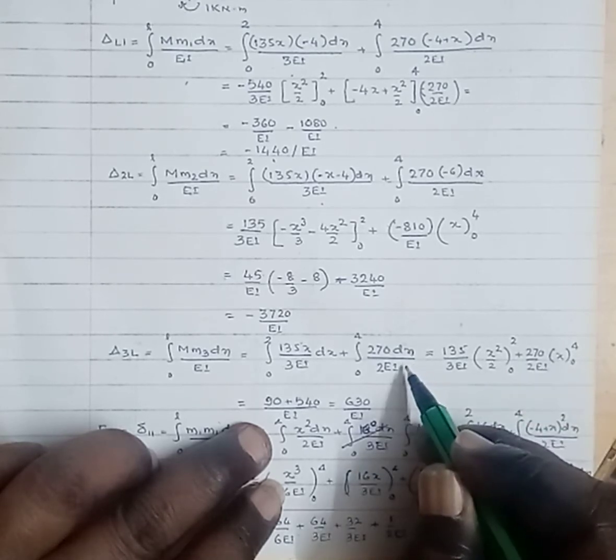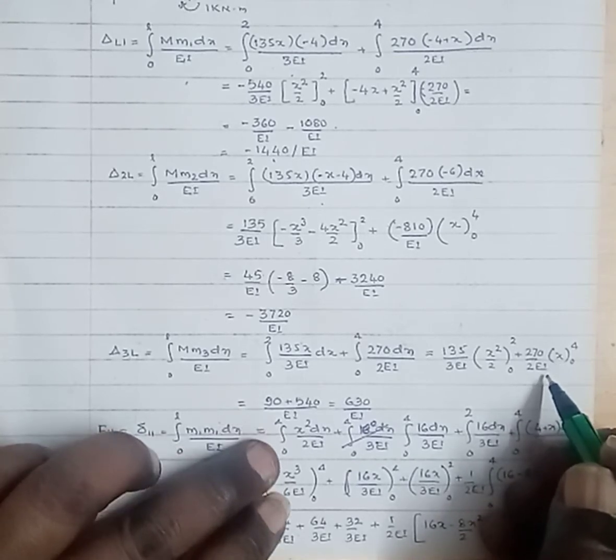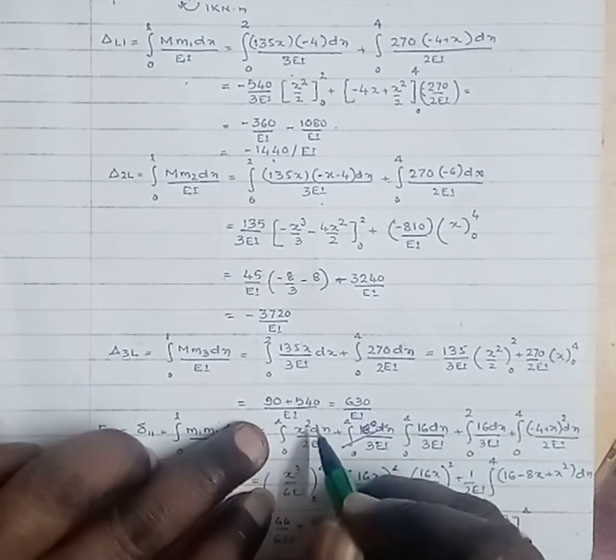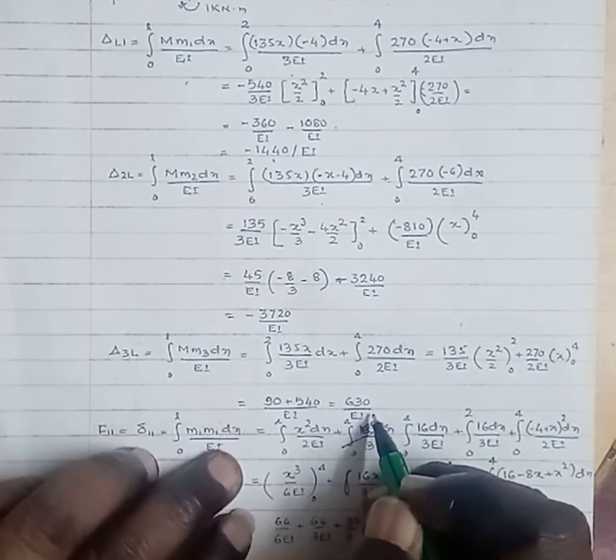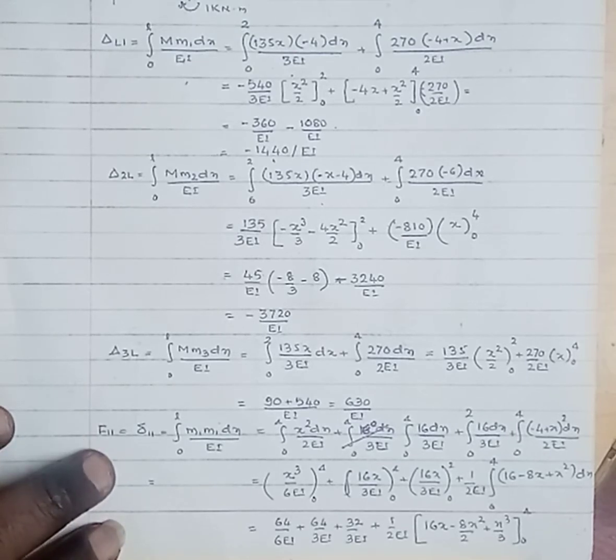Integration of dx is 270 dx is 270x divided by 2EI. Then by simplification and substituting the limits, here you will get delta 3L equals 630 by EI. After getting the displacement due to the applied loads in coordinate direction 1, 2, 3, now we can get the flexibility elements.